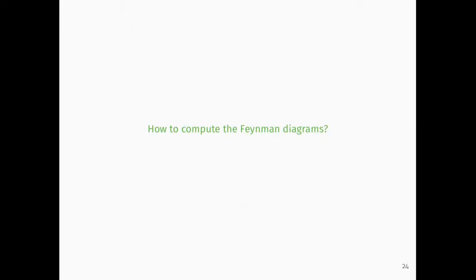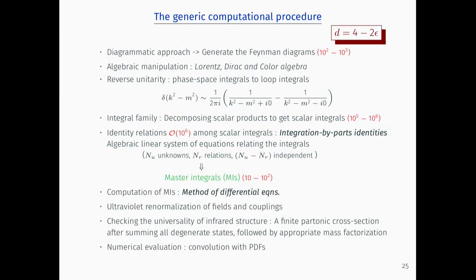So now the question comes, how to compute the Feynman integral or Feynman diagrams. So that's a really summarized procedure to compute a generic Feynman diagram. We go through using the diagrammatic approach. That means we first generate the Feynman diagrams, which is of the order of 100 or 1000 depending on the process. And you know, Feynman diagrams means what? You have the Feynman rules containing Lorentz index, Dirac index, and so on. So you have to do all this manipulation: Lorentz algebra, Dirac algebra, color algebra, and so on. Once you have done these manipulations, you only have some scalar products in the denominator and some propagators in the numerator.